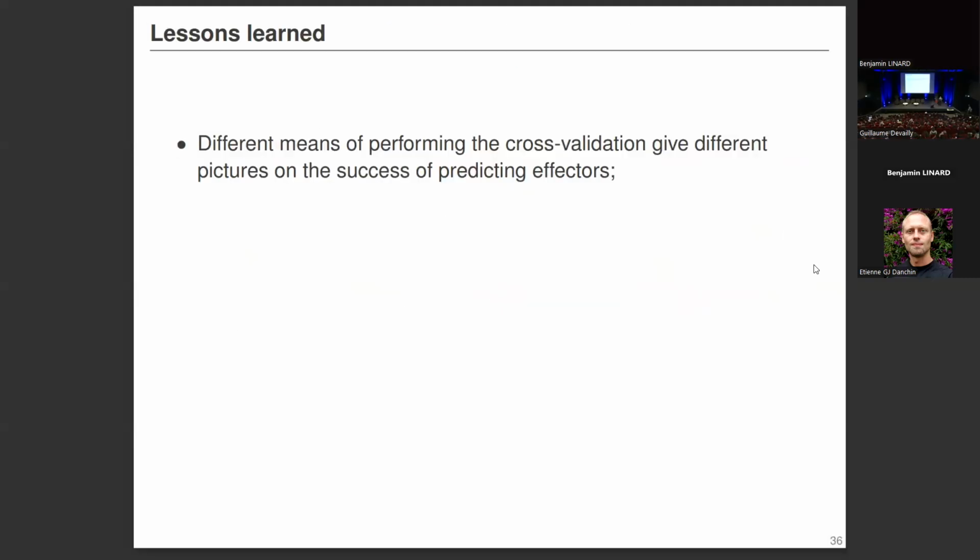Okay. So just in terms of lessons learned in this case, different means of performing the cross-validation give very different pictures of success. In our setting, we did even something a bit more complicated than this: we also considered constructing test data from organisms that were very phylogenetically distant. So we took clades and put them in our training data and test data.